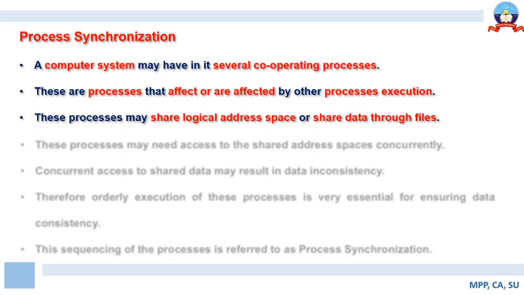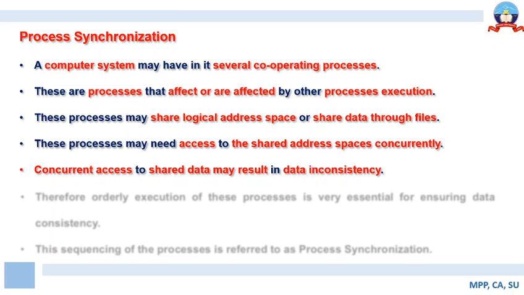The execution of the cooperating processes in a computer system may be attempted at discrete points in time or may be attempted concurrently. Whenever the cooperating processes are attempting to execute concurrently, they may need access to the shared data or to the shared logical address space concurrently. So here, concurrent basically refers to attempting to execute at the same point in time.